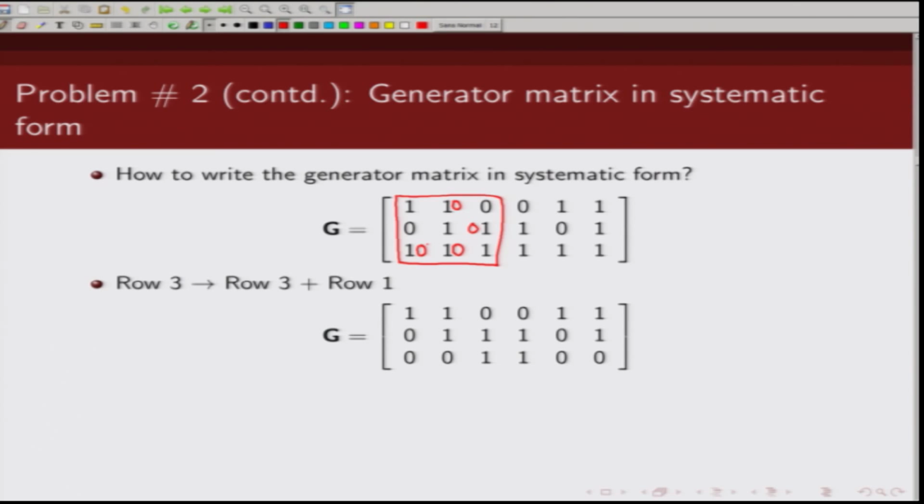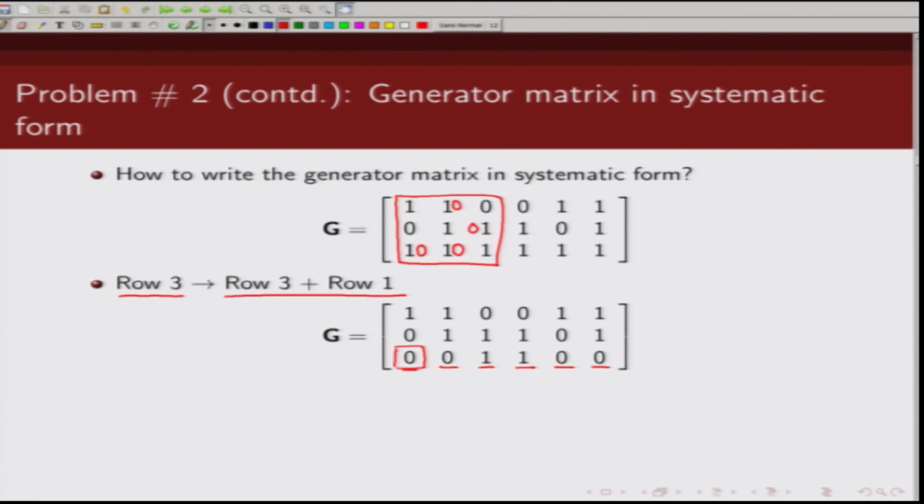Now, how can we make this 0? If we do this transformation, that row 3 is row 3 plus row 1, then 1 plus 1 this will be 0, 1 plus 1 this is 0, 0 plus 1 this is 1, 0 plus 1 this is 1, 1 plus 1 this is 0, and 1 plus 1 this is 0. Okay. So, we got a 0 here, right.